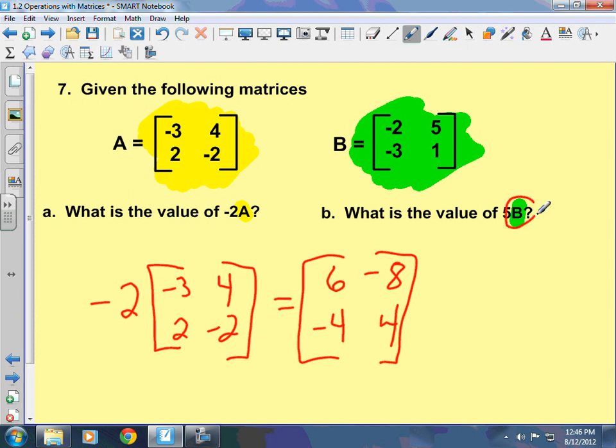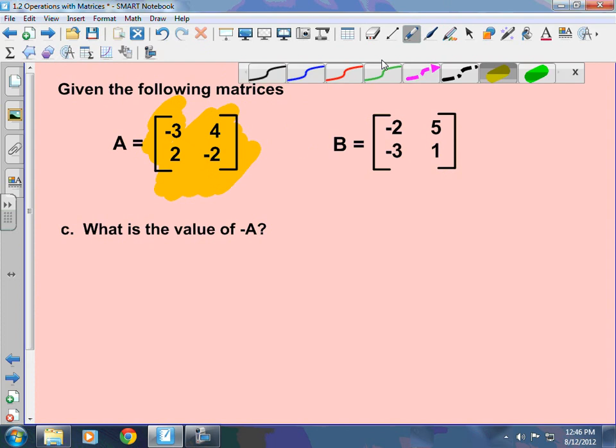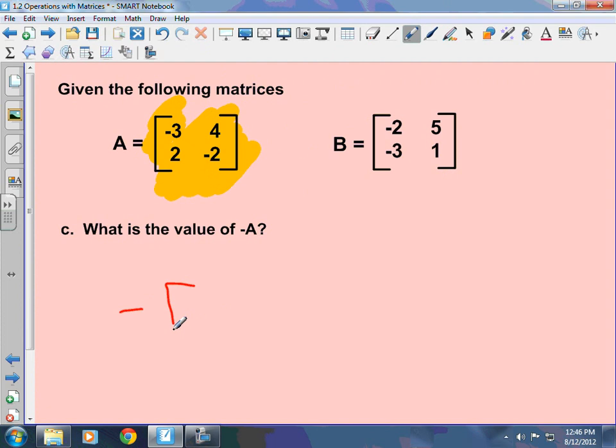You can do B on your own. Instead of the B, what are you going to write? That's correct. This matrix right here. So it's going to be 5 times this matrix. The last thing I want to show you is, what is the value of negative A? Well, we know that A is this matrix right here. So when I go to solve this problem, instead of writing A, I'm going to write a negative sign, then I'm going to write this matrix.